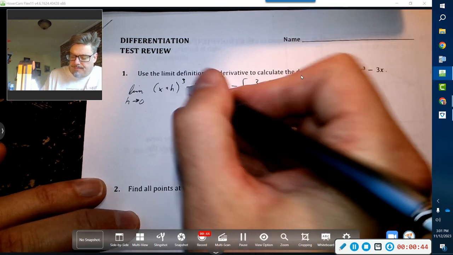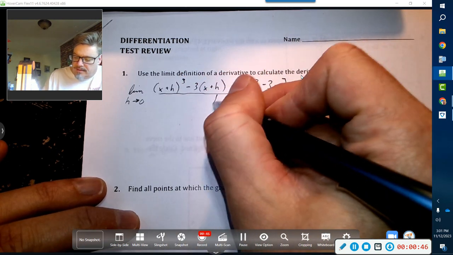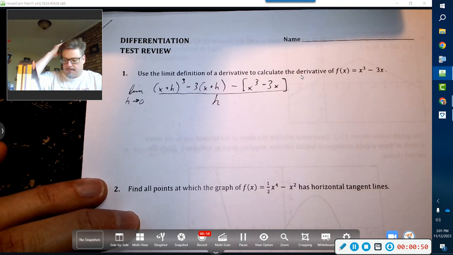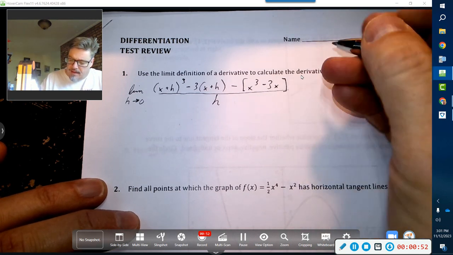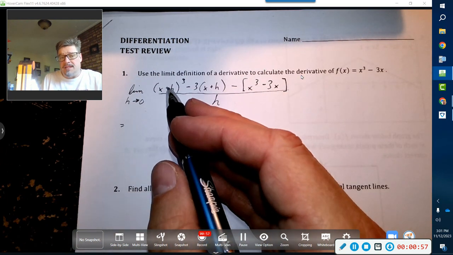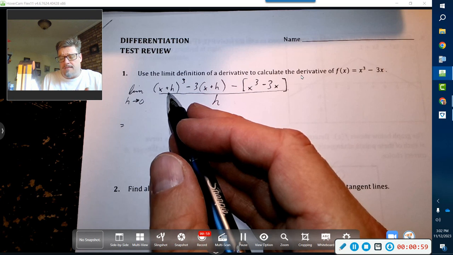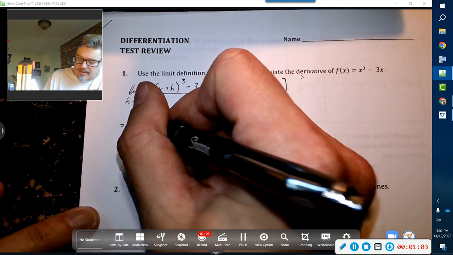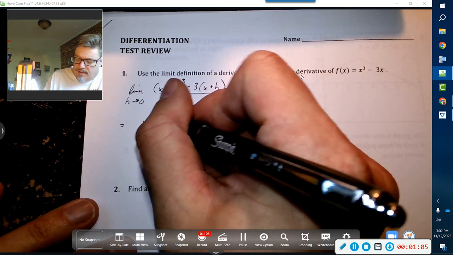Remember, this should go away because the whole point is that the h in the denominator gets factored out in some way. Okay. All right. So with that, then we will use the binomial expansion. That's pretty much why we took an hour out of our way this year, so that we could handle something like this without too much weirdness.